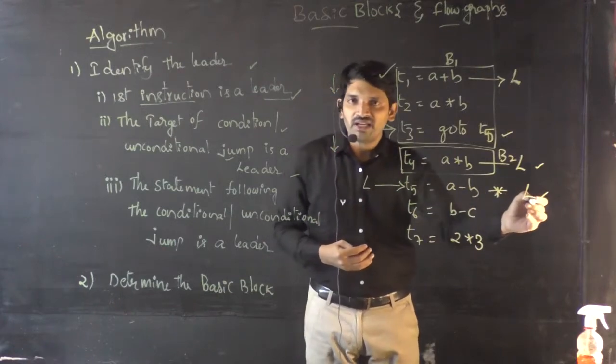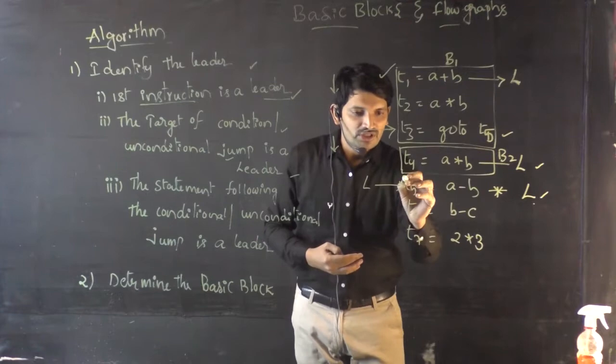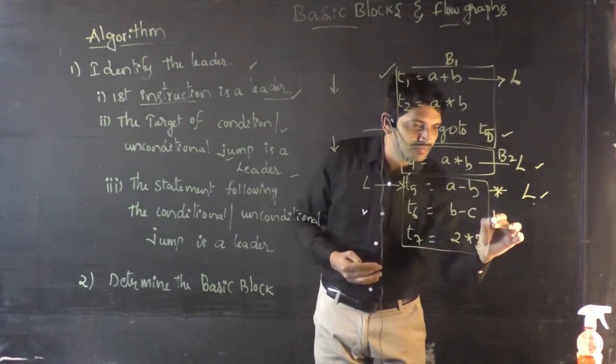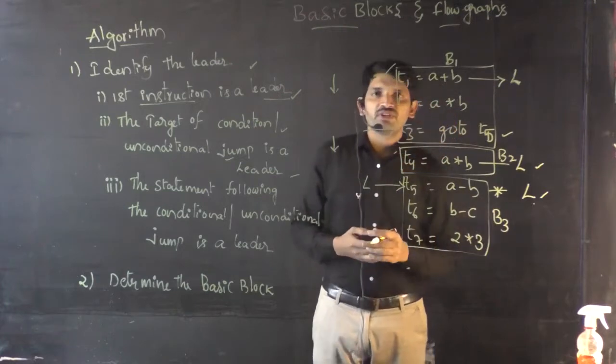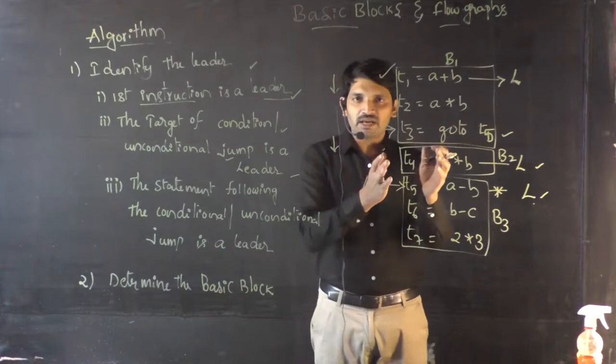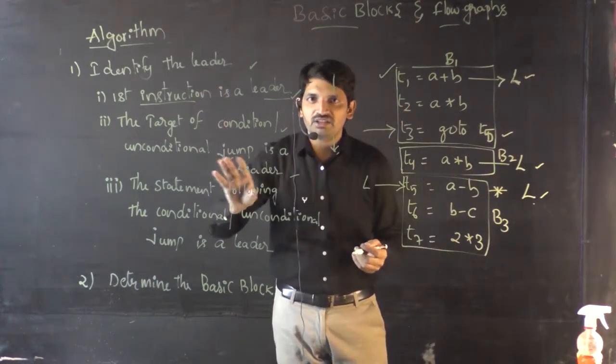Now here you can find a leader. If there is a leader, that means that is the first instruction of the block. So I am dividing this block into B3. So some 3 address code is taken. Thus from the sample 3 address code, first I found the leaders depending upon the algorithm.